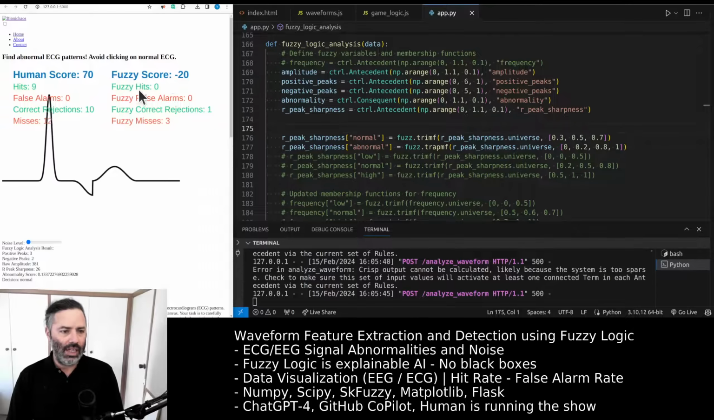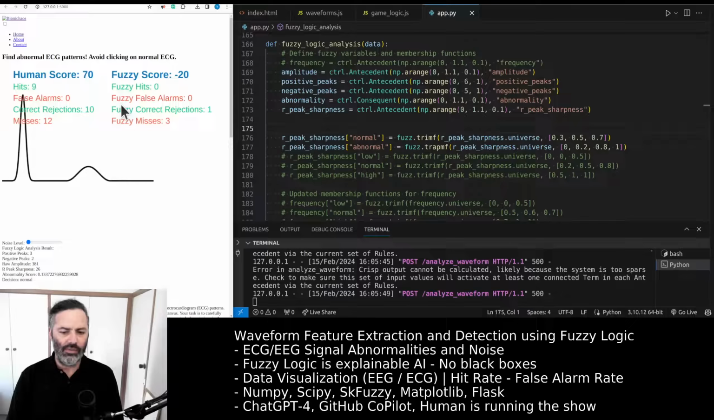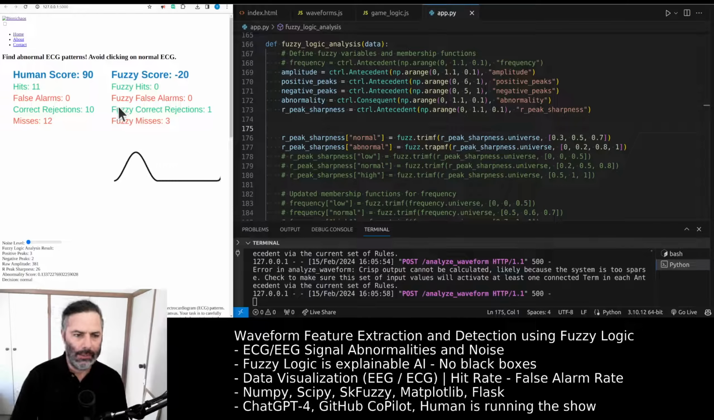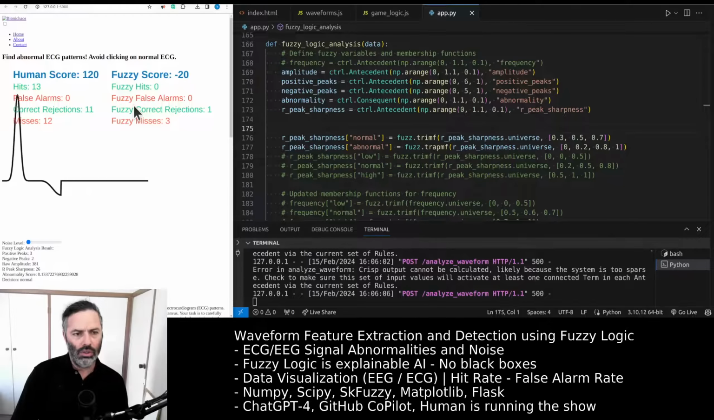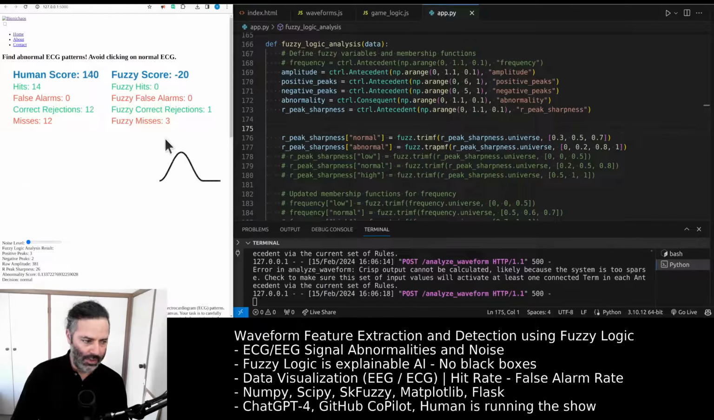And on the right side here, this is the new thing: a machine learning, or rather fuzzy logic, algorithm doing the same task. So it's not cheating, it doesn't have the labels. As I said, the waveforms are being generated in JavaScript. The fuzzy logic is actually running in the backend Python code. So it doesn't have the labels, it's only getting the raw data. In the same way as you see it on the screen, it gets the waveform raw values.